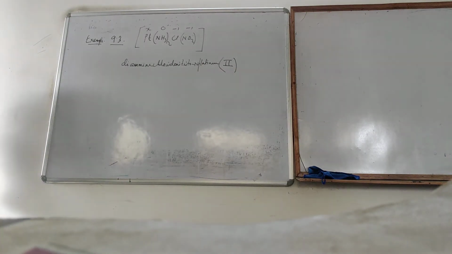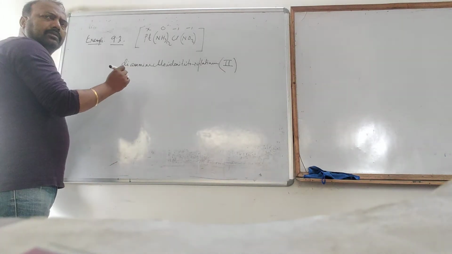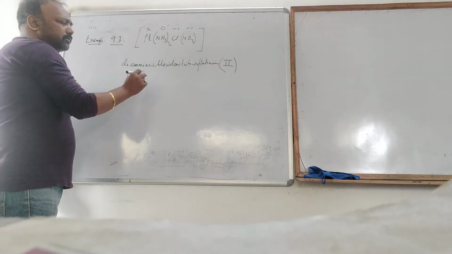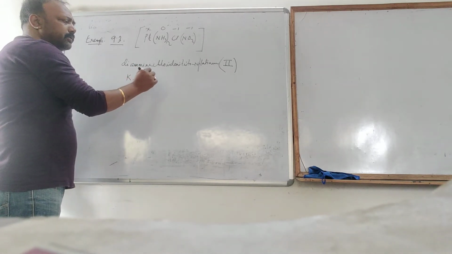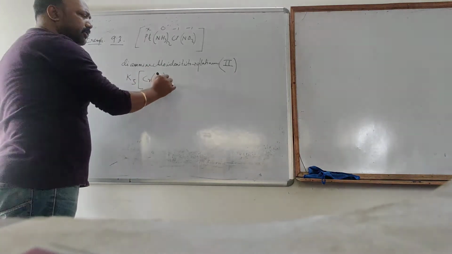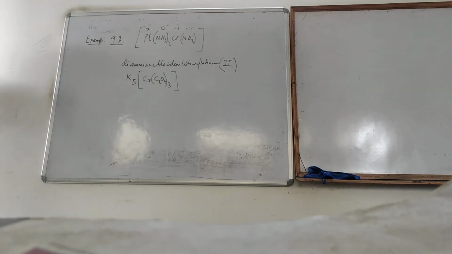Chalo, अगले वाला बताओ. What is the next one? K3[Cr(C2O4)3]. So here what is the ligand? C2O4. What is the name of it?